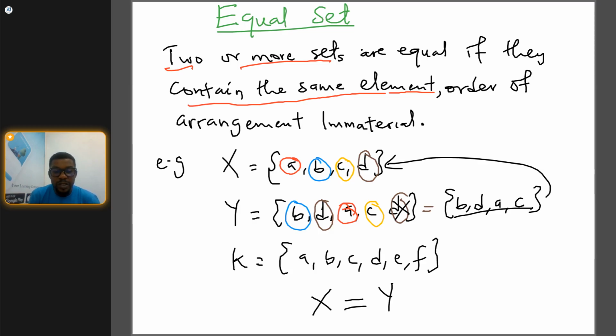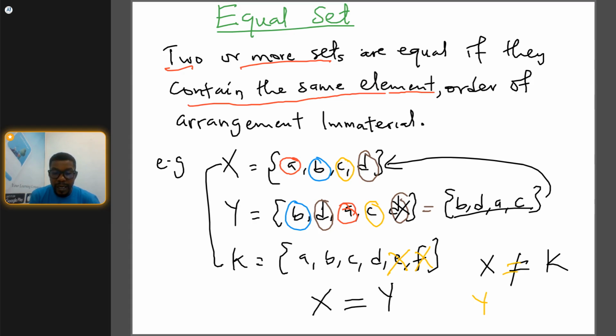Now I want to leave you with this. Tell me, is X equal to K or not equal to K? Your response in the chat box. Consider X and K now. Awesome response. X is not equal to K because we don't have E here. F also has made it not to be equal. So X is not equal to K.